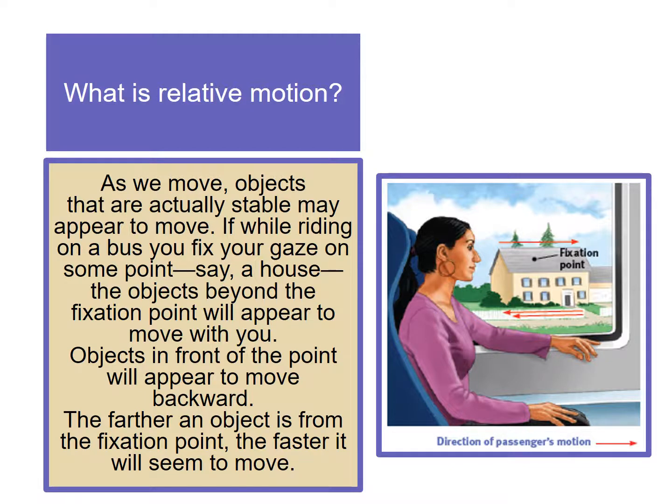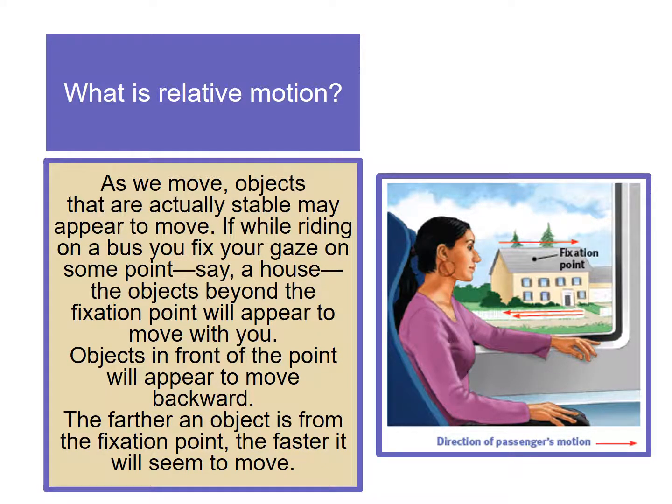Relative motion: as we move, objects that are actually stable may appear to move. If while riding on a bus, you fix your gaze on some point, say a house, the objects beyond the fixation point will appear to move with you. Objects in front of the point will appear to move backward. The farther an object is from the fixation point, the faster it will seem to move.